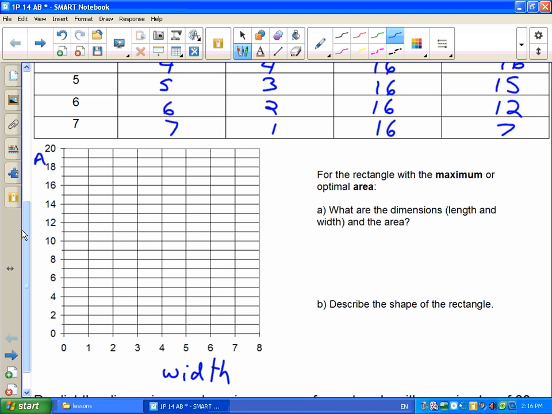So I've got 1, 7. I've got 2, 12. I've got 3, 15. 4, 16. And then I can just fill in the rest of them here. Okay? And I can draw a nice smooth curve between all of my points. Okay? Kind of like that.